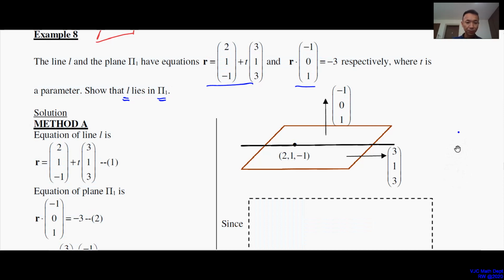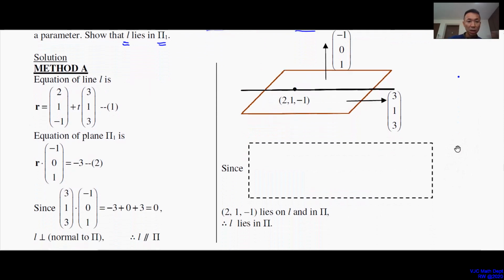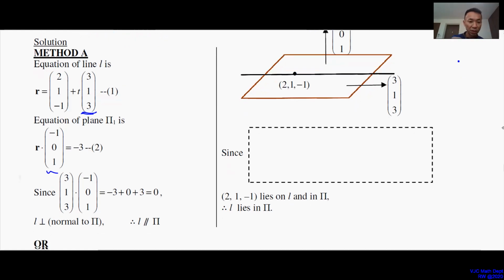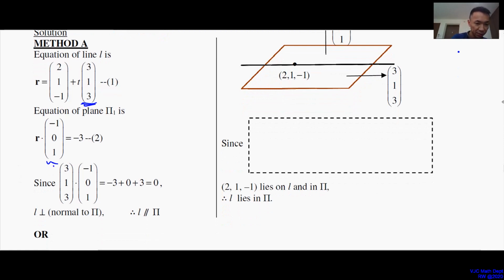So, first method. It's similar to what we see in example 7. First method is I determine that the direction vector of the line is perpendicular to the normal vector of the plane. So this dot this equals 0. You realize it's 0. This step is similar to example 7. Then we say, oh, okay, it is parallel. So we conclude that this is parallel. Let's continue the solution on the right hand side.